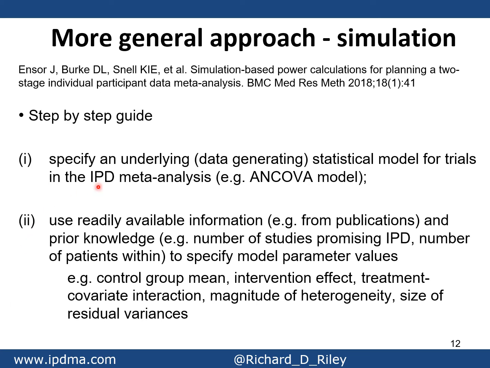So you can specify an underlying data generating model for the IPD for each trial, again maybe based on an ANCOVA model. You could specify what the true values of these models are based on information from publications, for example about the control group means, the intervention effects, what you think the interaction is going to be, the size of the residual variances, similar to what we just did on the previous slides. And then generate the IPD for each trial, obviously making sure that the sample size in each trial matches the sample size specified for those trials in the trial publications.